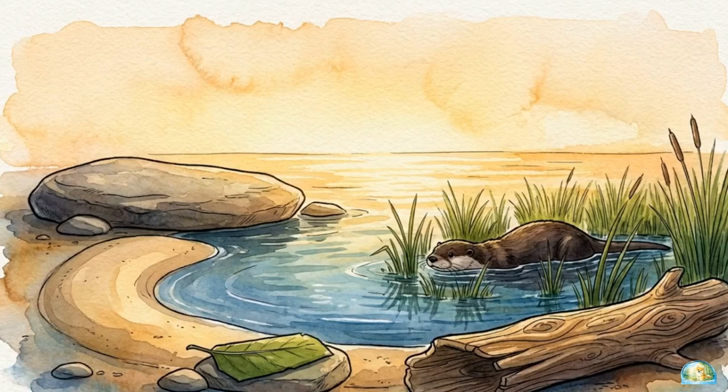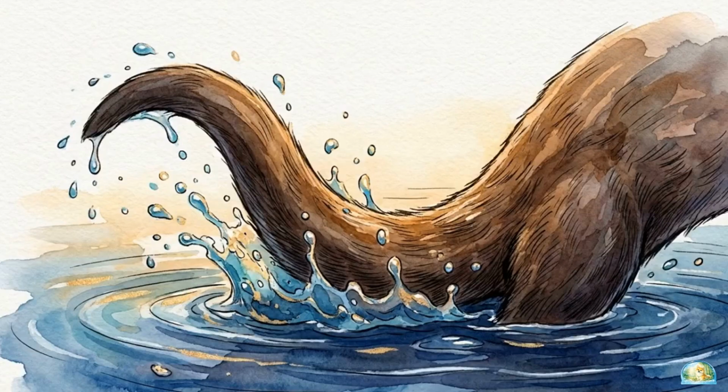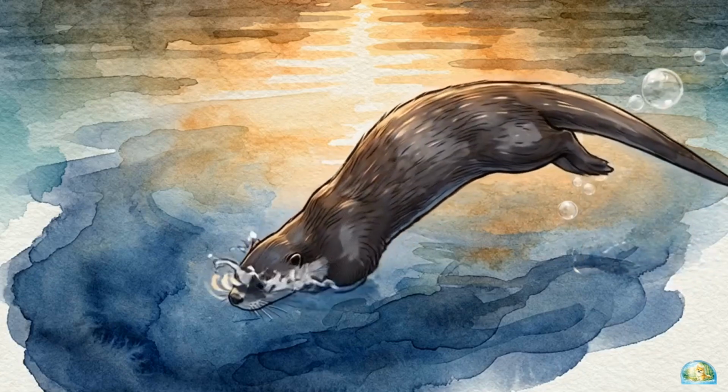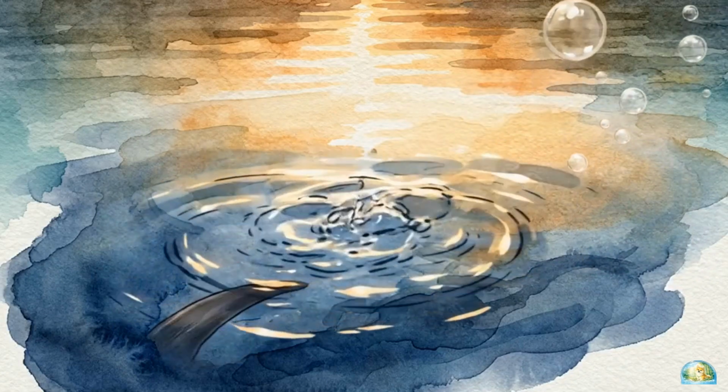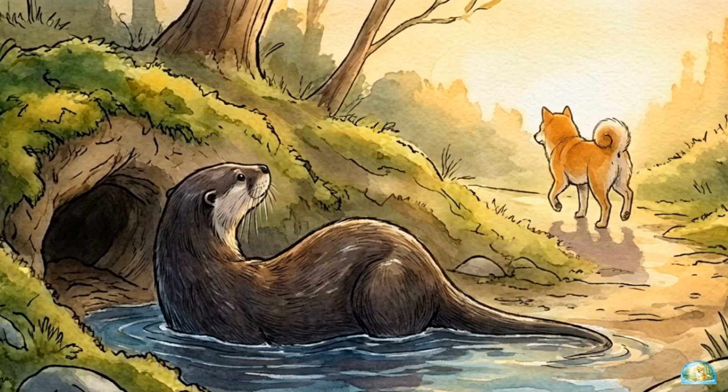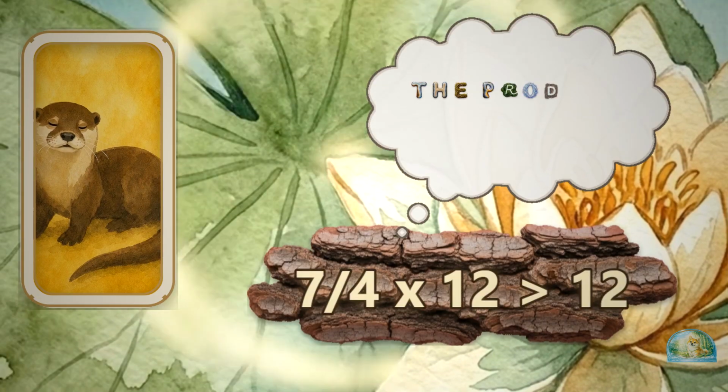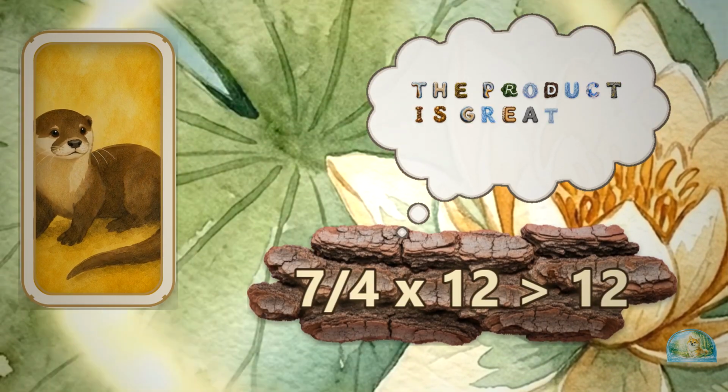Whether a result is greater, equal, or less than the original depends entirely on the scale factor size relative to 1. In this quiet backwater, we see that mathematical laws are as steady as the flow of the river itself. And while an equivalent form of 1 might change the name of a fraction, it always preserves the actual value. Guided by the anchor of 1, we can accurately predict the scale of every fractional change. 7/4 times 12 is greater than 12 because 7/4 exceeds 1.